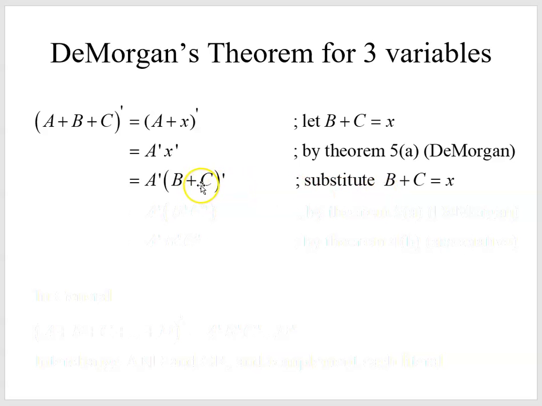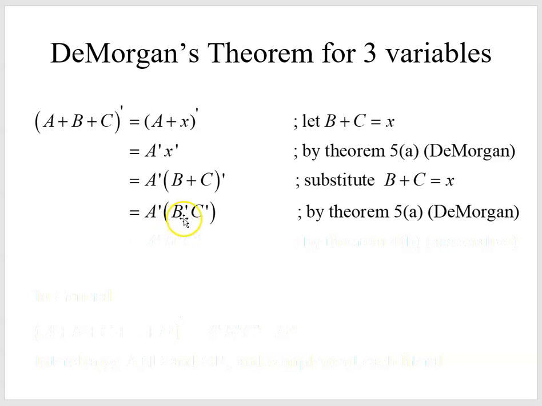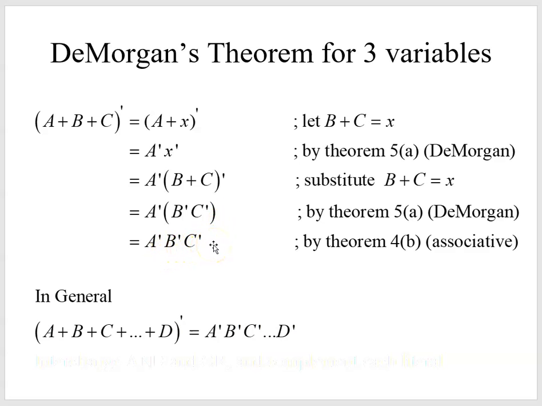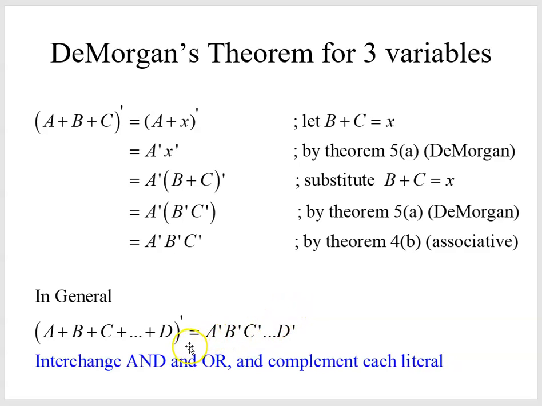And then we can expand it again. We can expand back x is equal to b or c, and then we have De Morgan's theorem again that we have to evaluate on our b or c. So we have a', and then in parentheses, b' c'. Then we can use our associative theorem, and that's just a' b' c'. So it does work for 3 variables. In general, it works for any number of variables. No matter how many variables we are ORing within the parentheses and then negating with our inverse, we can change that to the AND of the inverse of each variable. So basically we interchange our AND and OR, and we complement each literal.